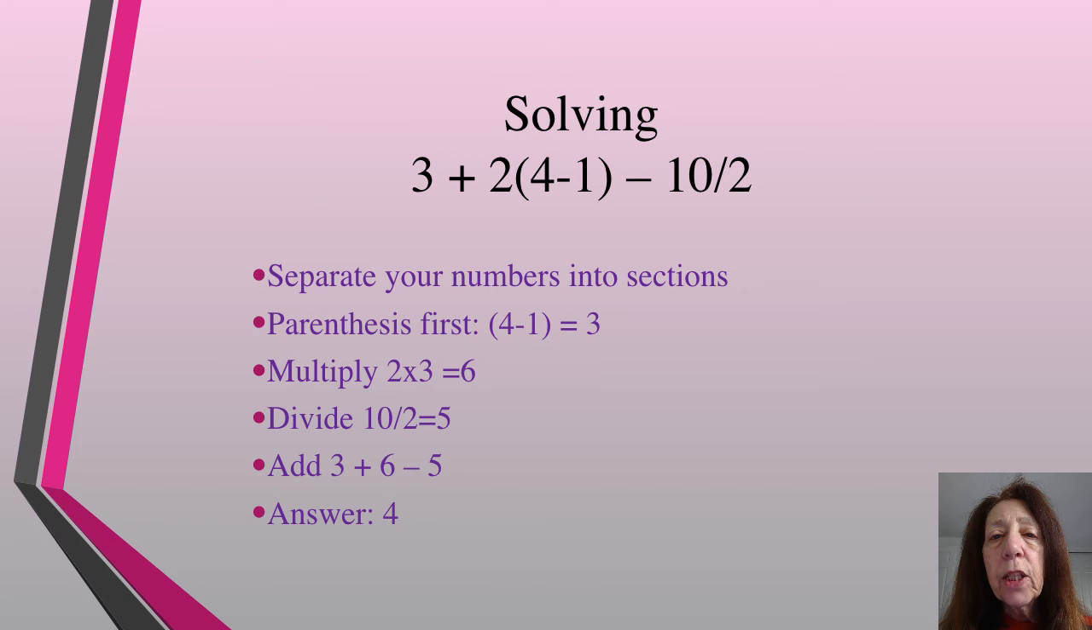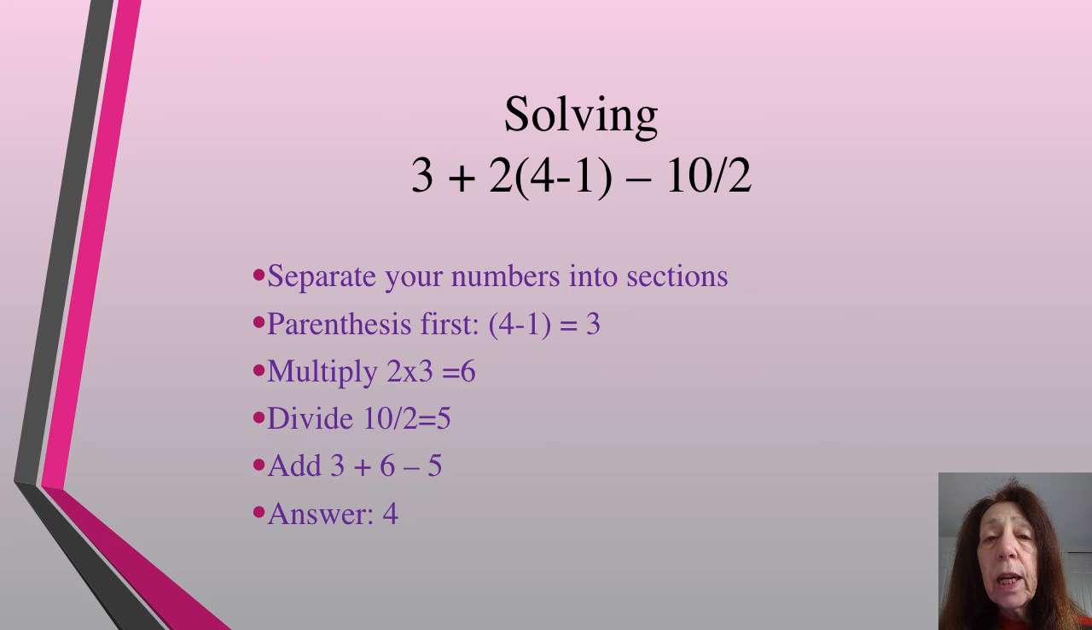Okay, so here's the way we solve this. The best way to do it is to group our numbers. Because the 3 is by itself, and that would be an addition, we do that last. Parentheses comes first. What's in parentheses? 4 minus 1, 3. And now we multiply the 3 times 2, which is 6.